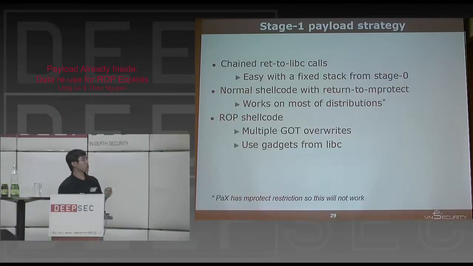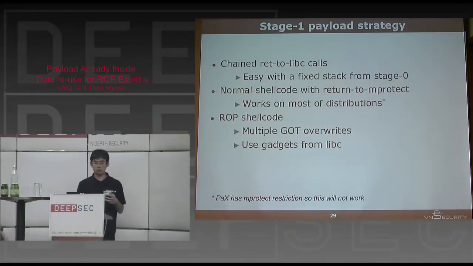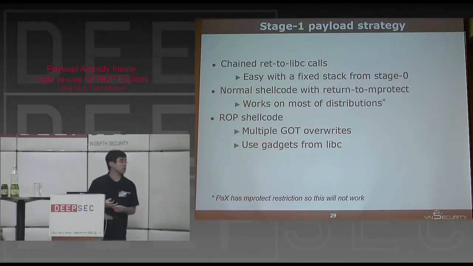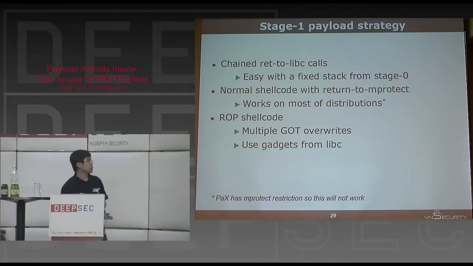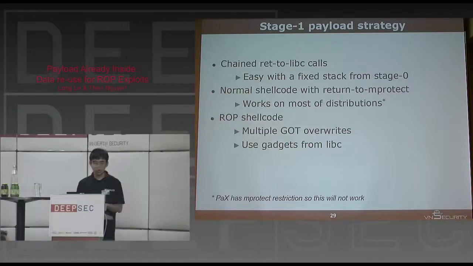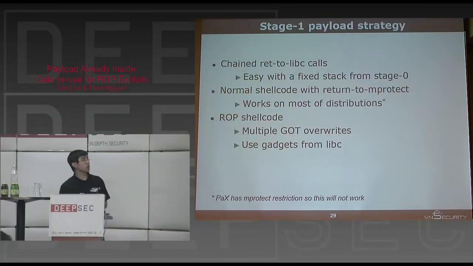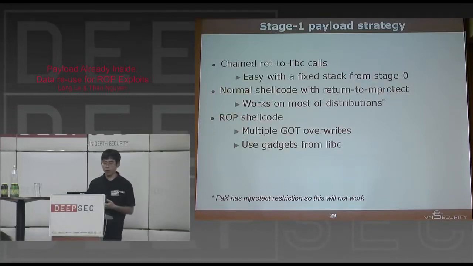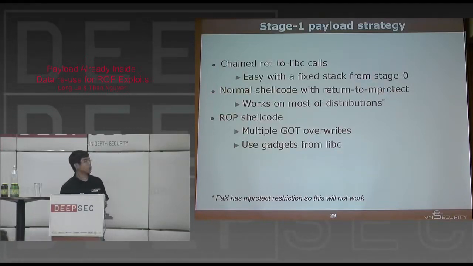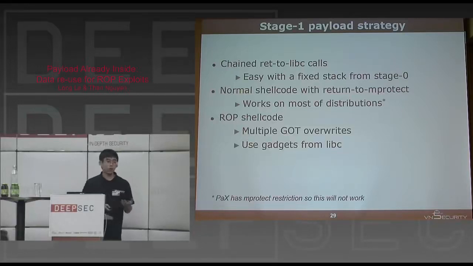This way also works on most distributions with patches like PaX, GRSec, security patches. Actually, if you enable mprotect restriction, this won't work. Or maybe you can put a full ROP shellcode there, which is simple as well. Because in stage 1 there's no limitation. You don't need to care about randomized address space, ASCII armor, or NX. So in stage 1, you can do anything you want.